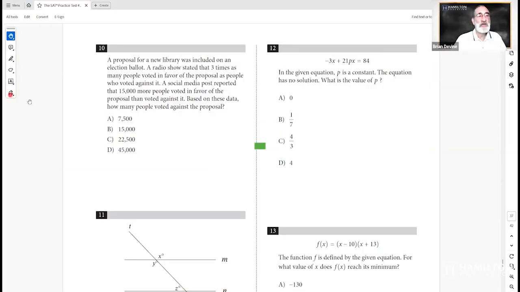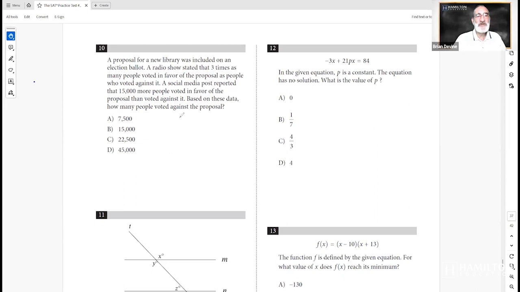Question 10. In question 10, a proposal for a new library was included on an election ballot. Radio shows stated that 3 times as many people voted in favor of the proposal than who voted against it. A social media post reported 15,000 more people voted in favor of the proposal than voted against it. Based on that data, how many people voted against the proposal?